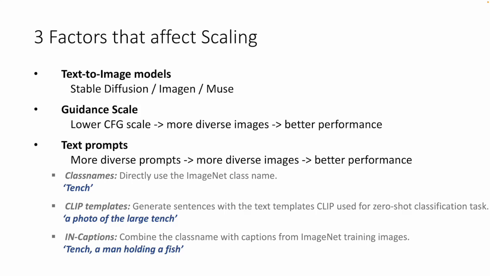For example, we can have just a class name, or adapt it with templates from CLIP, or we can combine it with the captions from ImageNet training images for better diversity. And empirically, the last one works the best in general, as there is more diversity here.